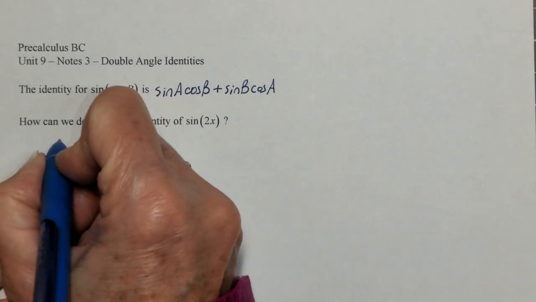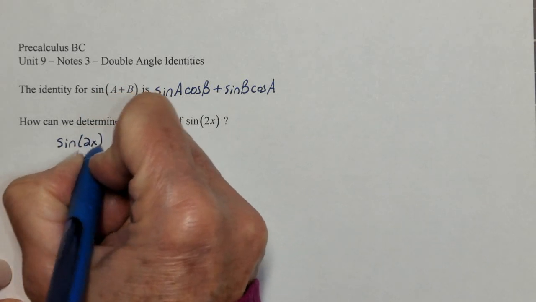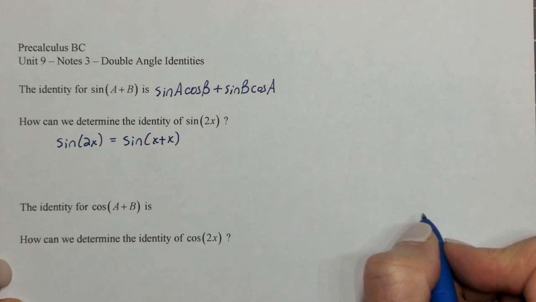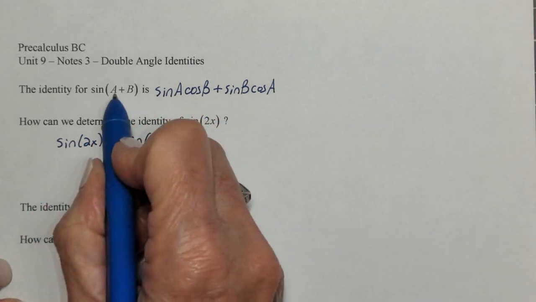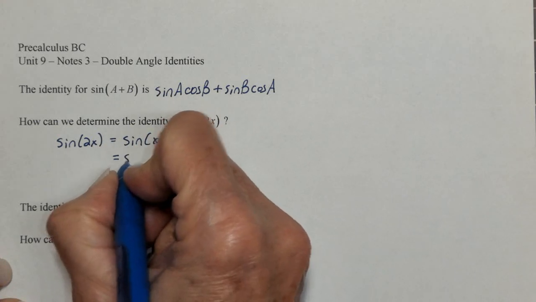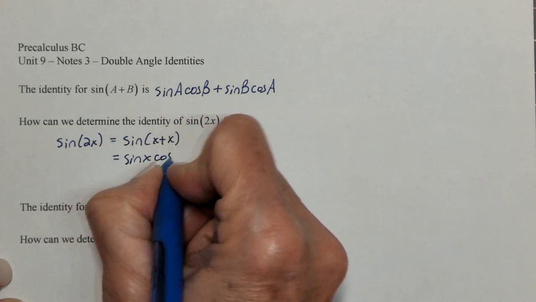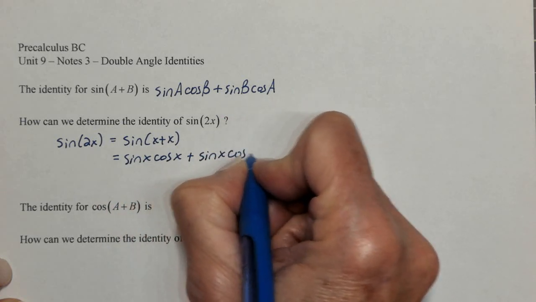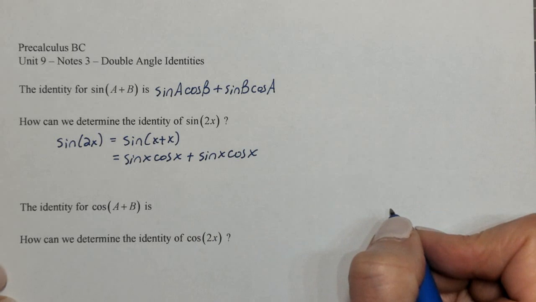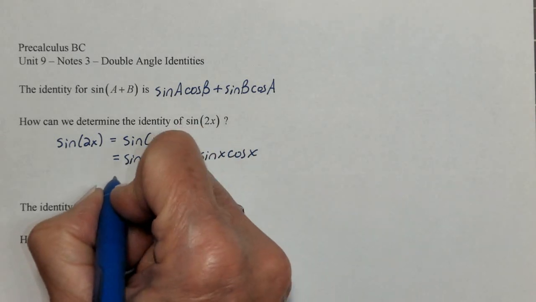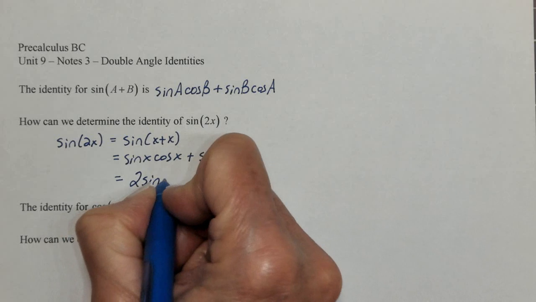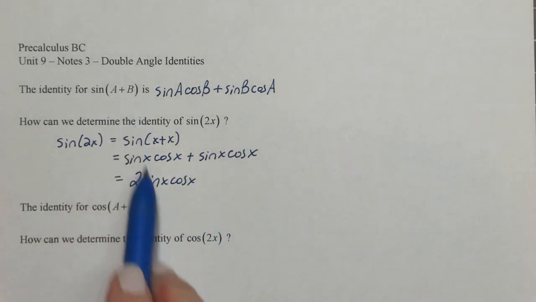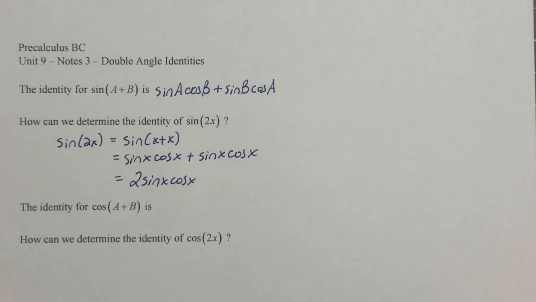Well, sine of 2x is sine of x plus x, right? And sine of x plus x, I can use both of these as x's. Sine of the first times cosine of the second plus sine of the second times cosine of the first. That is sine x times cosine x plus sine x times cosine x, which is 2 sine x cosine x. So if our two angles are the same, then we can use this identity.